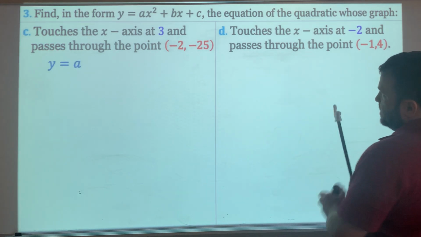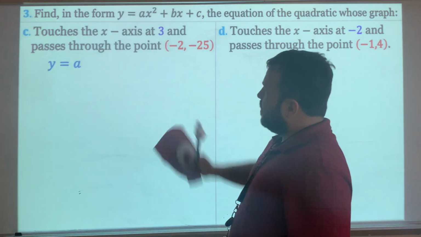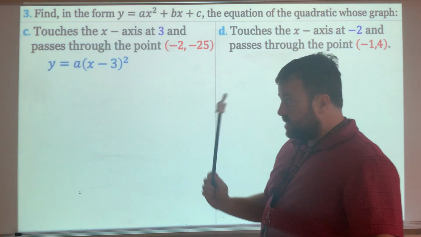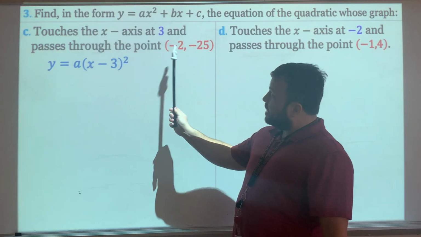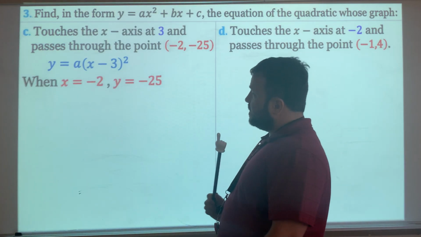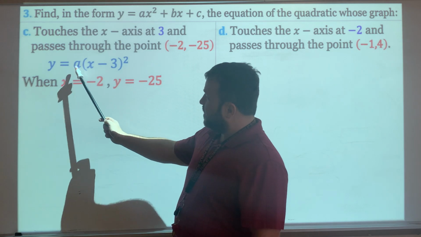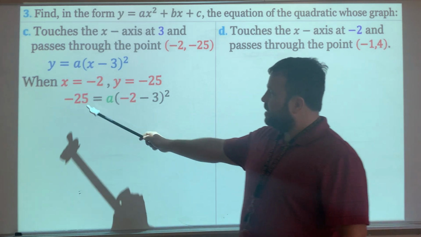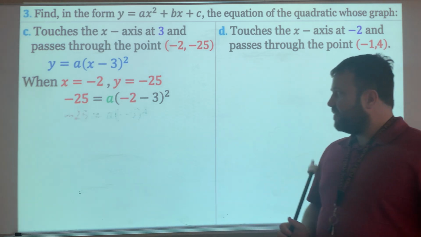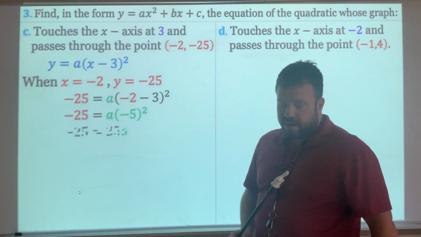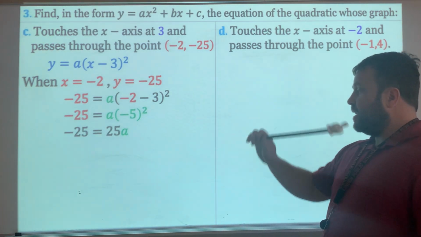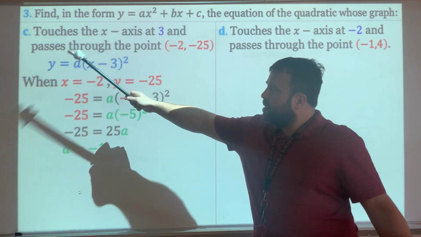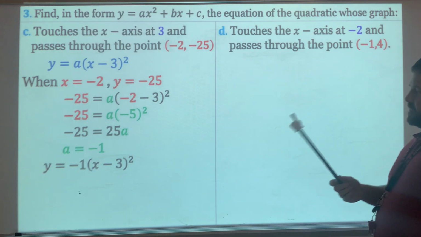y equals a, because it touches, this is going to be x minus 3 squared. Okay, so that's our basic form that we're going to use. That's like our template. When x is negative 2, y is negative 25. Negative 25 equals a times negative 2 minus 3 squared. Negative 25 equals a times negative 5 squared. Negative 25 equals 25a. a is negative 1. That's easy. Negative 1 times x minus 3 squared.